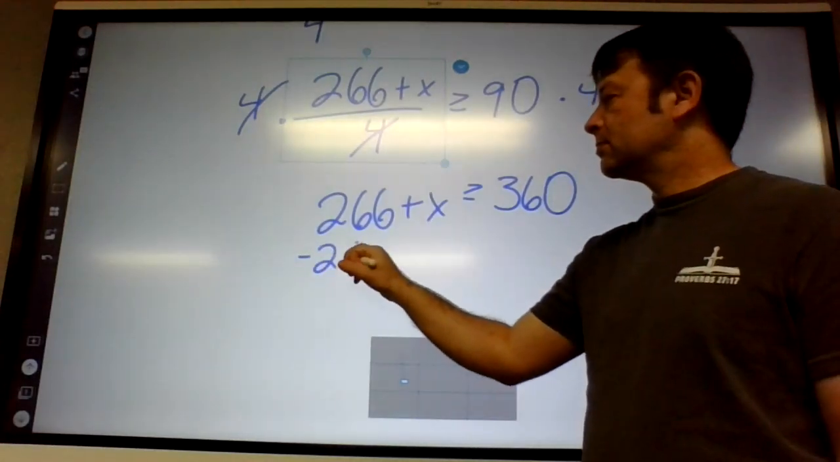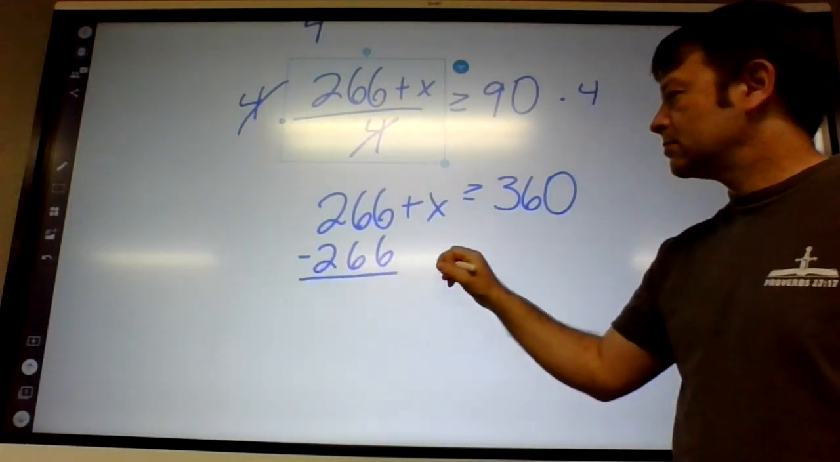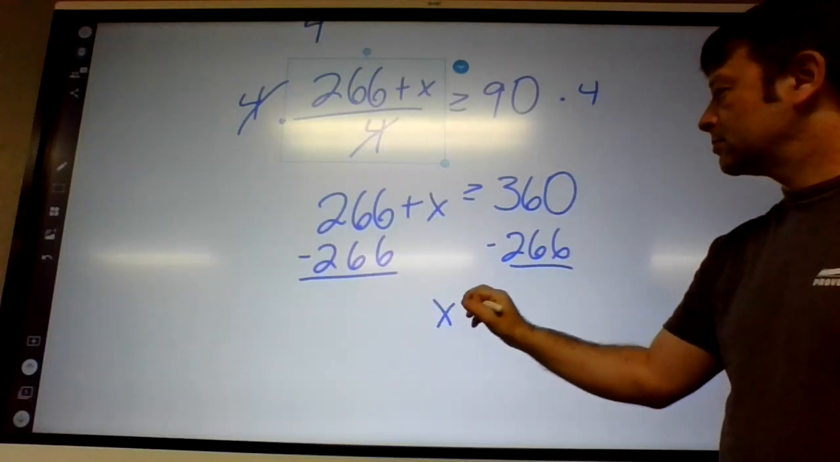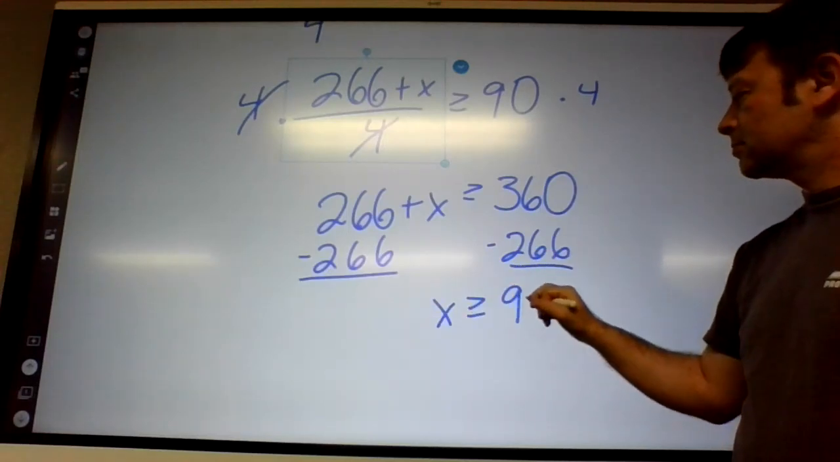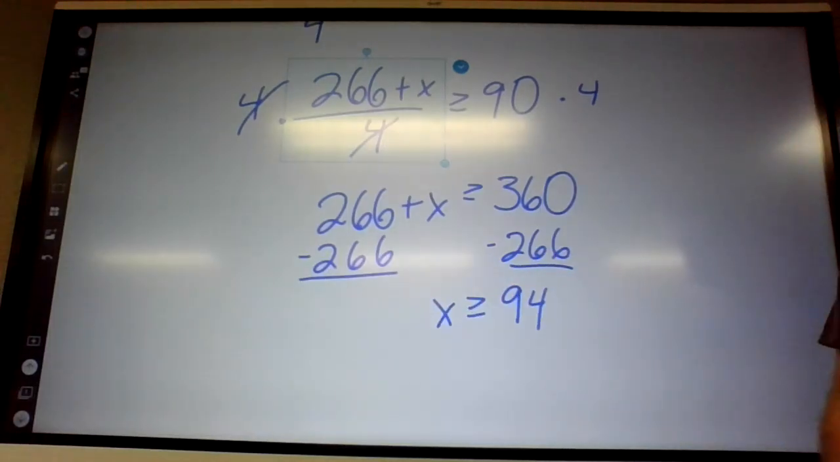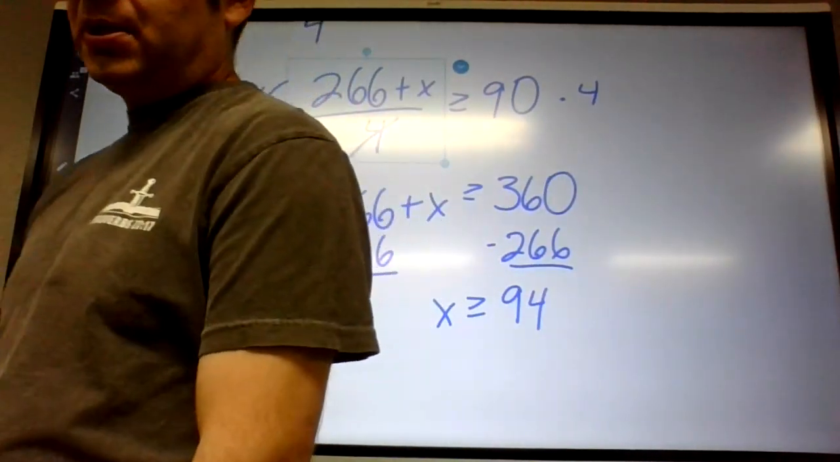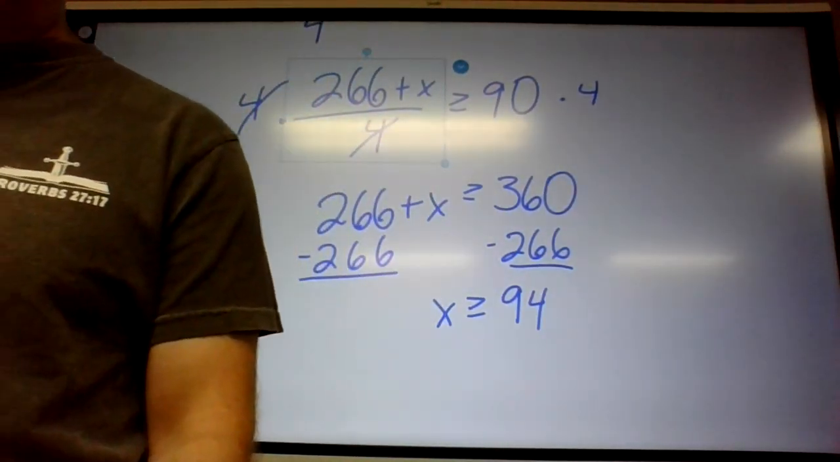And then you subtract. You subtract 266 from 360. 94. Okay, what does that mean in this problem? He needs to get at least a 94 to get an A. Good. You guys were in sync on that one.